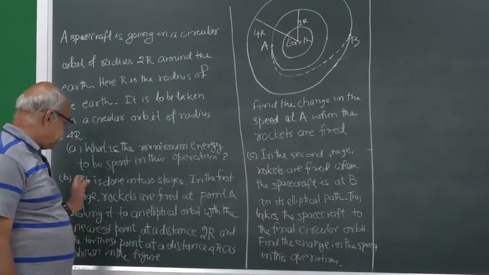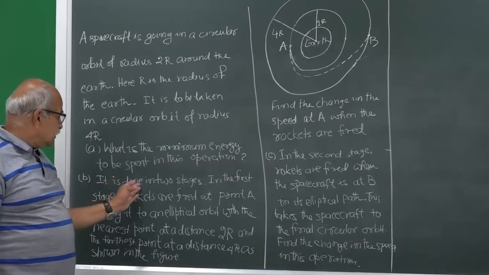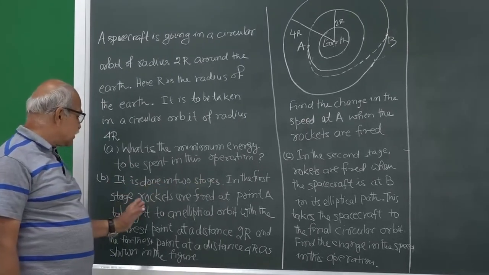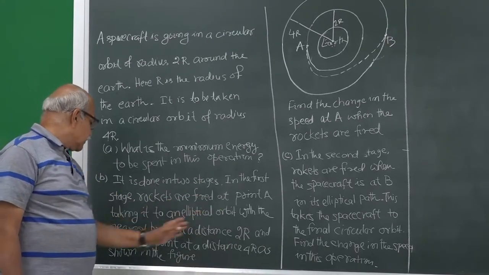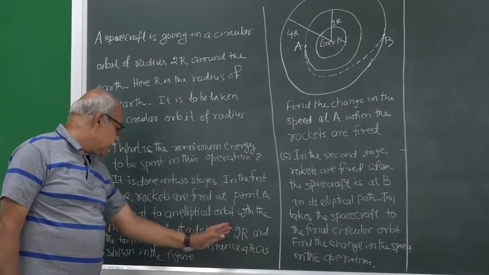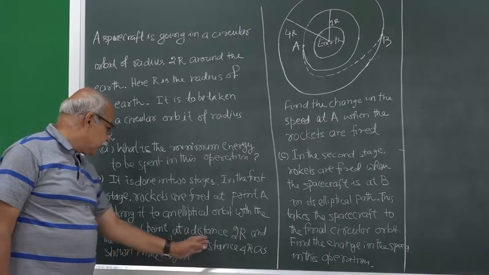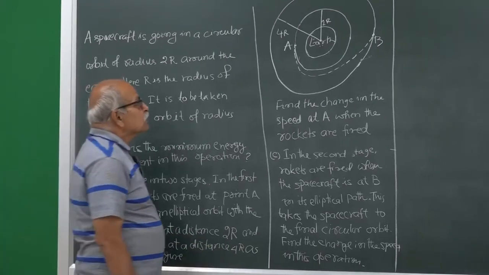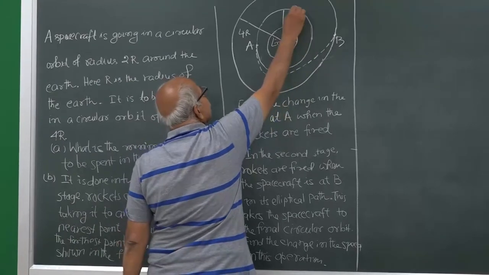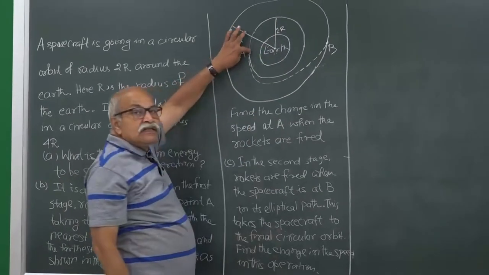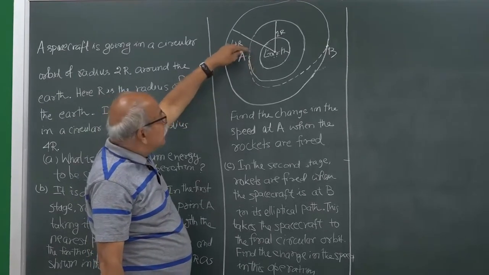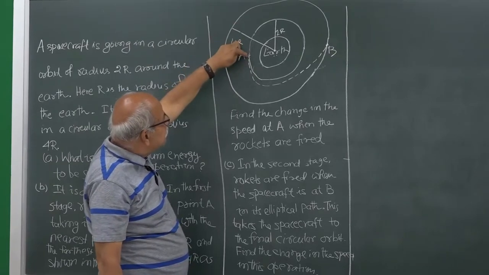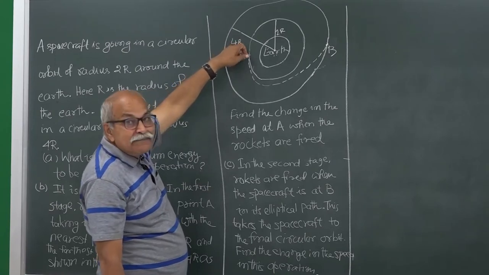So part B, it is to be done in two stages. In the first stage, rockets are fired at point A, taking it to an elliptical orbit with the nearest point at a distance 2R and the farthest point at a distance 4R, as shown in the figure. So in the first circular orbit, when it is here, rockets are fired. So what are the rockets going to do? Change the speed.